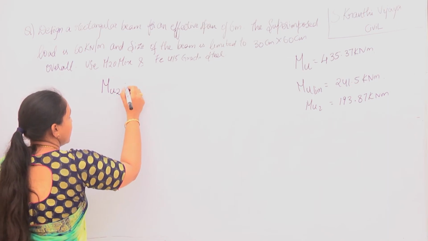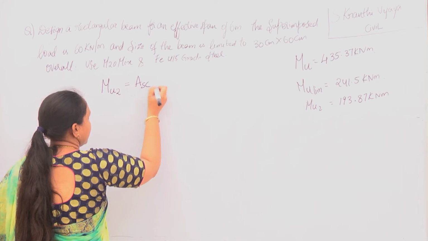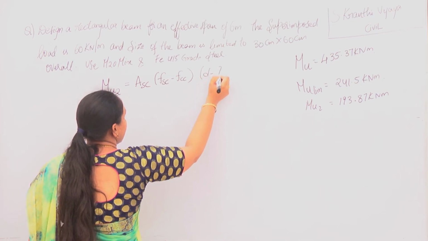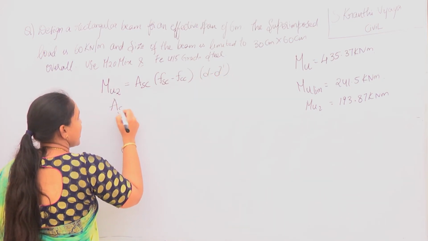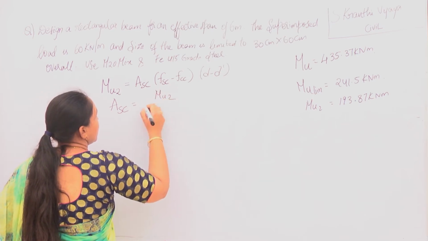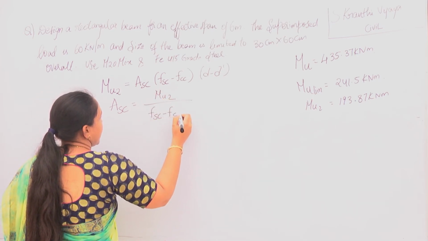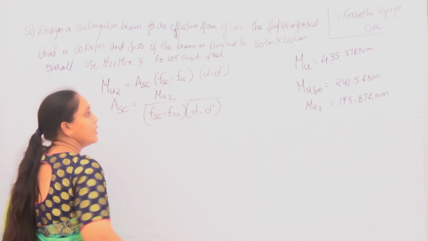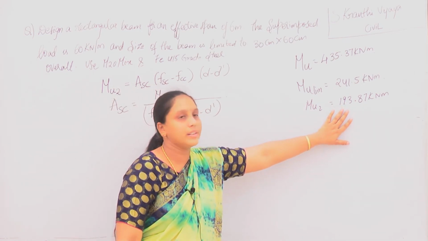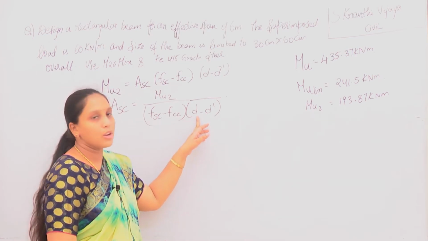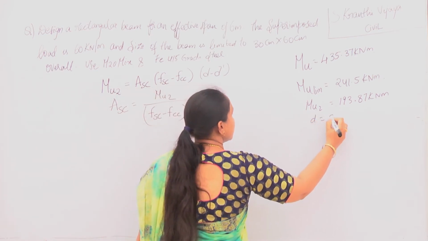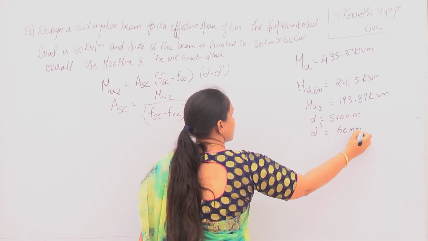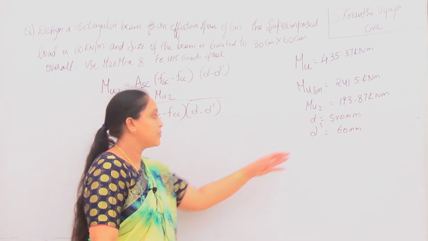By using the equation Mu2 is equal to Asc into (fsc minus fcc) into (d minus d dash). So from this you can write Asc as Mu2 divided by (fsc minus fcc) into (d minus d dash). You already know the value of Mu2, which is 193.87 kilonewton meter. What is the value of d we have got? It is 540 mm. And d dash, the effective cover we assumed, is 60 mm.